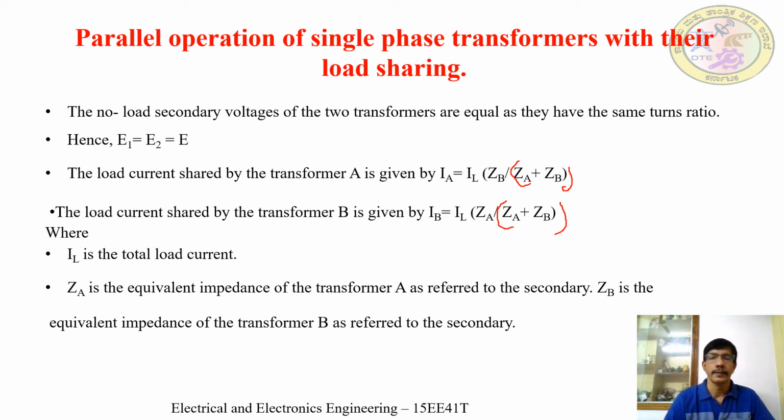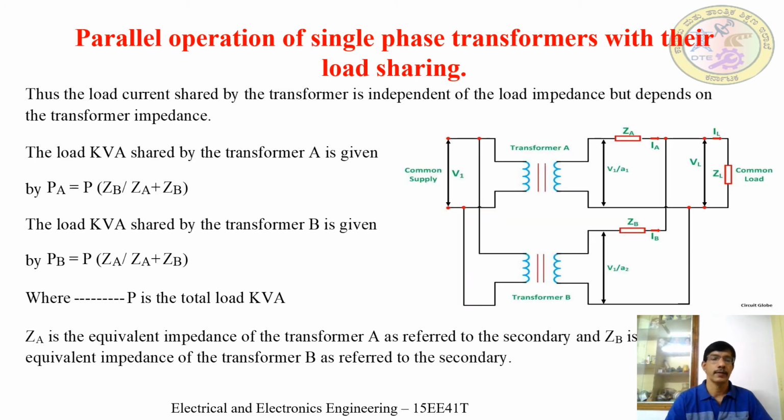We already discussed this, where IL is the total load current, ZA is the equivalent impedance of the transformer A as referred to the secondary, ZB is the equivalent impedance of the transformer B as referred to the secondary. Thus, the load current shared by the transformer is independent of the load impedance but depends on the transformer impedance.